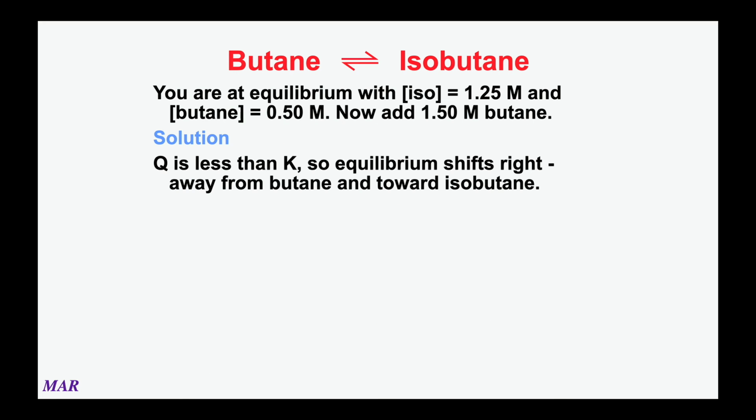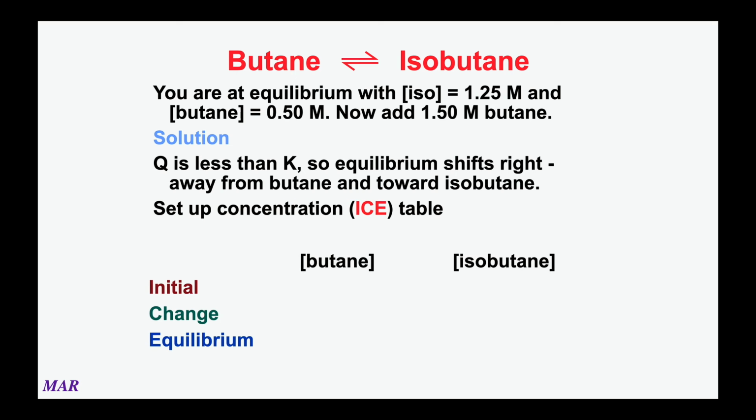Let's set up our good old ICE table here and see if we can figure out what's going on. We only have one reactant and one product. You can see here that initially we had two sources of butane for a total of 2.0, and the isobutane was only 1.25. Now, Q is getting bigger. Q has to become bigger. That means more product, less reactant. So we're going to have a positive X for the change of product and a negative for the reactant.